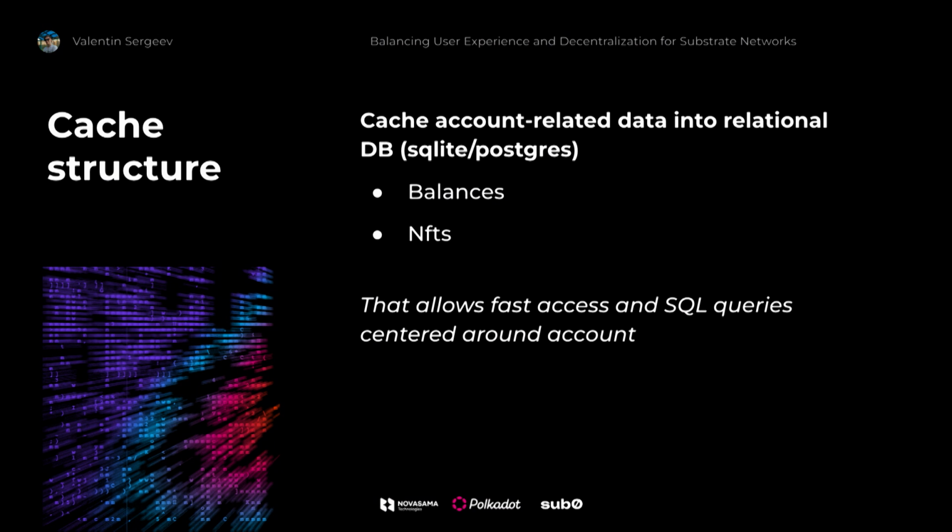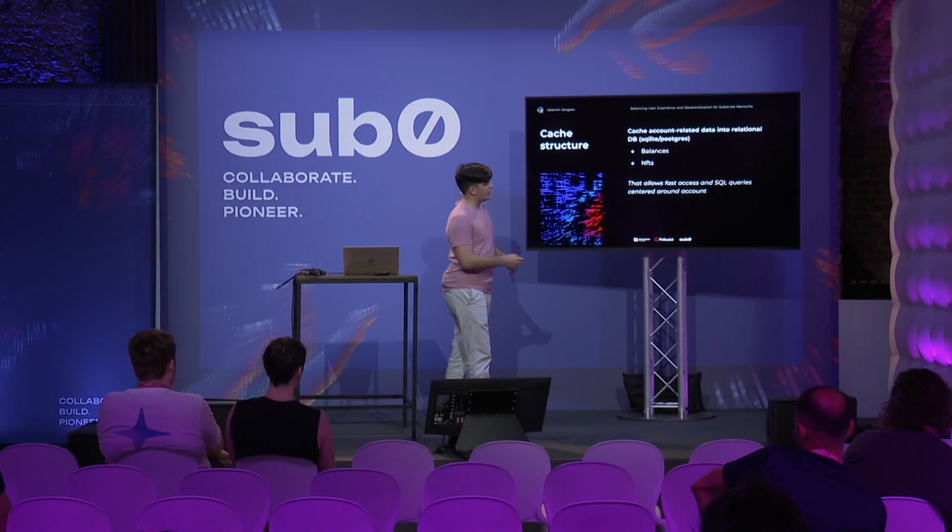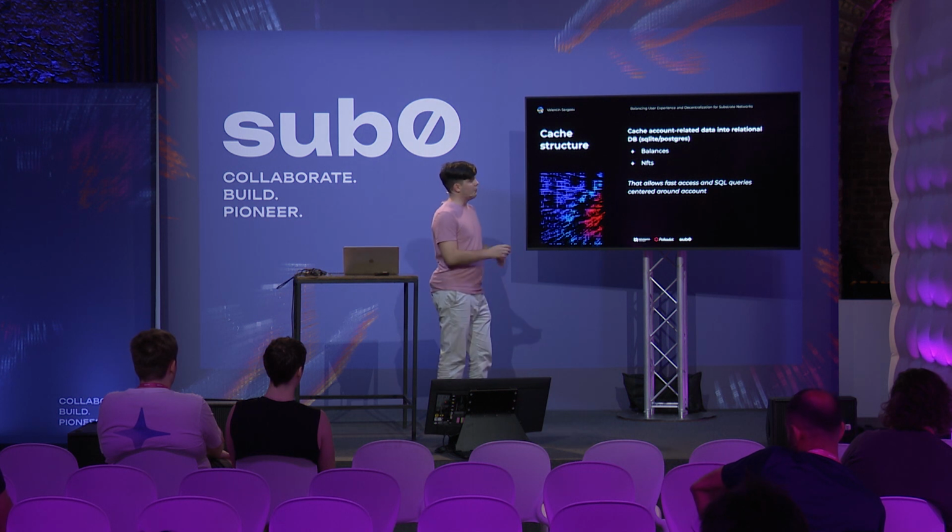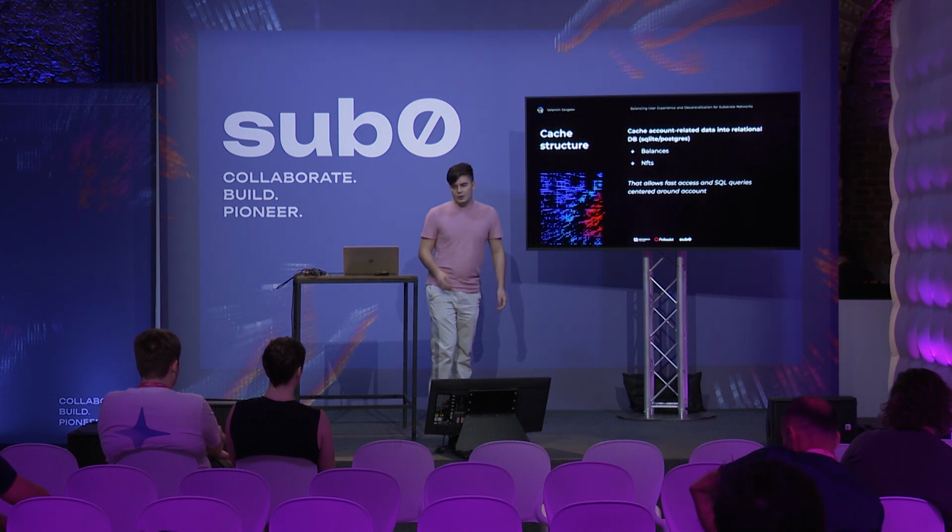For example, we use a relational cache for things related to a focus around accounts, like balances and NFTs. Everything else can be put into a prefix-search key-value cache.